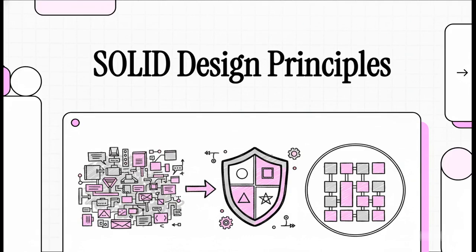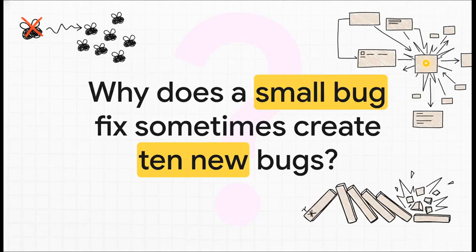Today, we're jumping into a huge topic in software engineering, the SOLID design principles. You know, if you've ever fixed one tiny bug only to watch 10 new ones pop up out of nowhere, well then this is definitely for you. We're going to talk about how to bring some much-needed order to that beautiful chaos we call code. So let's start with this question, because we've all been there, right?